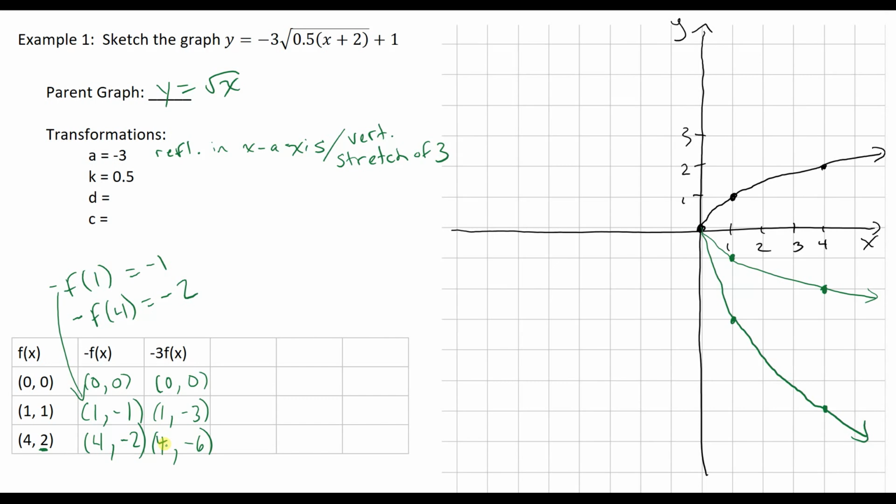So let's do the next transformation, and we have a k value of 0.5. So no reflections. What kind of transformation is a k value of 0.5? Is it horizontal or vertical? Horizontal, good. Is it a stretch or a compression? It's a stretch, that's right.